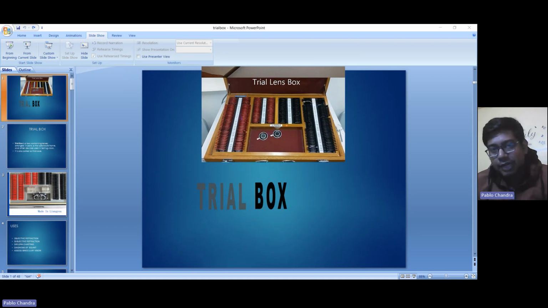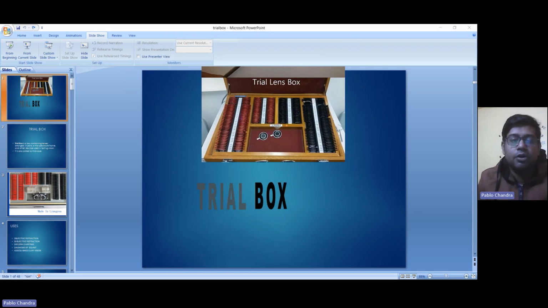Now, what is a trial box? As you can see, it contains a lot of lenses. This trial box is very important for the optometrist. Why? Maybe you have seen it in optical shops, maybe in many hospitals. You may be inquiring why this trial box is important. Maybe you are also thinking, as normal people also think, why these things are important. This is also the reason you have taken admission to optometry, to learn all these things.